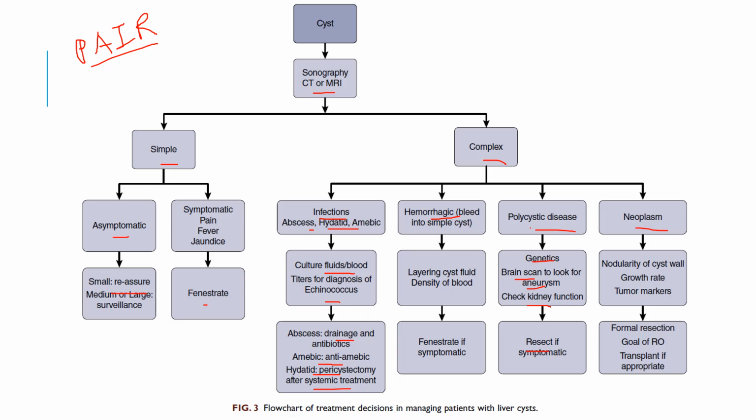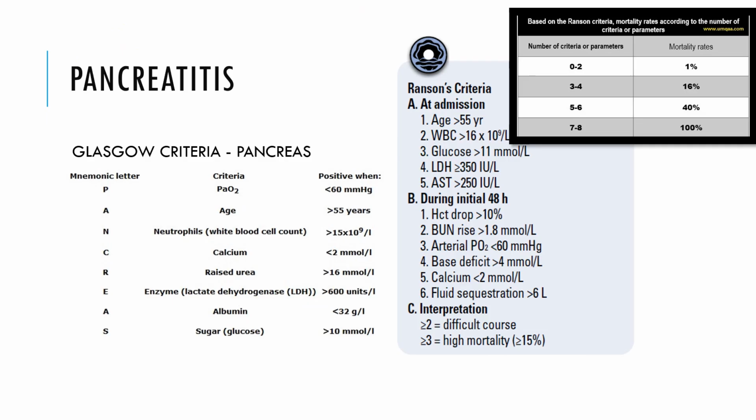If it's a neoplasm, look for the nodularity of the cyst wall, growth rate, and the tumor markers. You can do a formal resection. Okay, transplant if appropriate. So this is about cyst. You have to know for hydatid cyst, you don't do percutaneous drainage, you do PAIR, that is puncture, aspiration, injection, and re-aspiration.